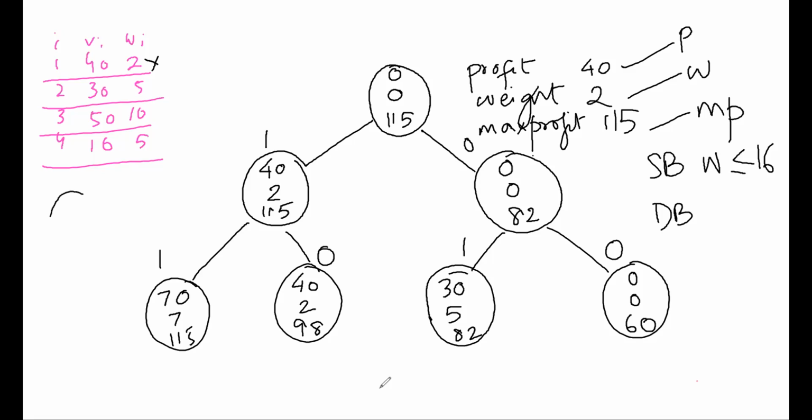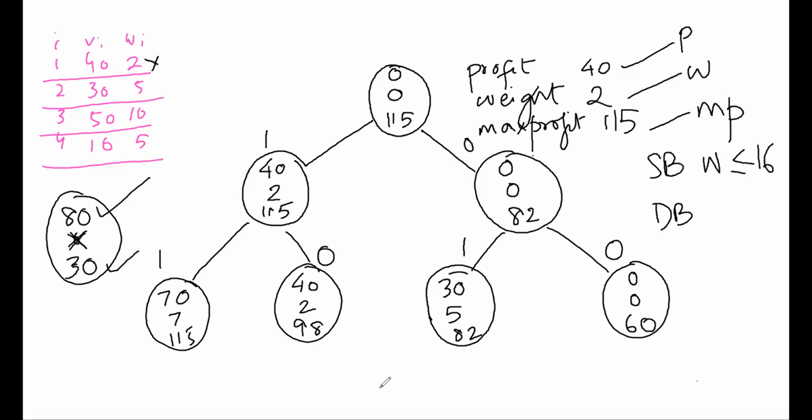So for example, I have something like this. This is my current value. This can be some weight X. And this is my max profit. It's not likely, but this is a hypothetical situation.